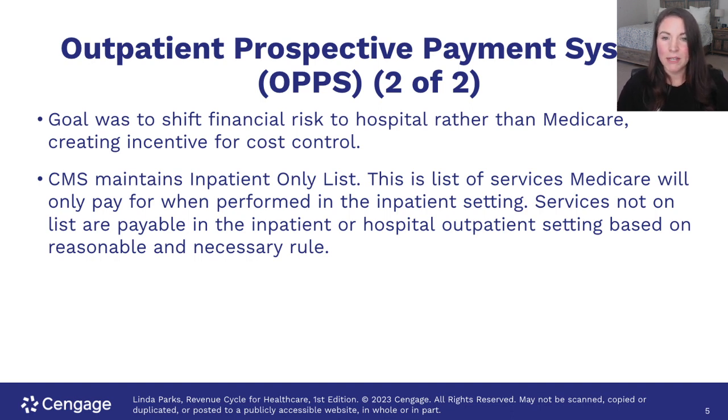CMS has an inpatient-only list, which has all of the services that Medicare will only pay for if they're done on an inpatient basis because of how complex they are. If a service is not on this list, in order for it to be paid for on an outpatient basis, then it has to meet the reasonable and necessary rule. It has to basically meet this set of requirements that show it's not as complex as the norm.